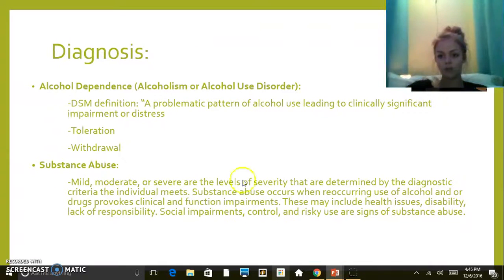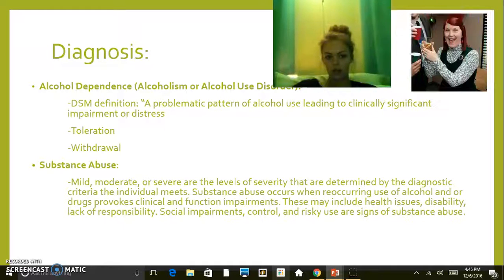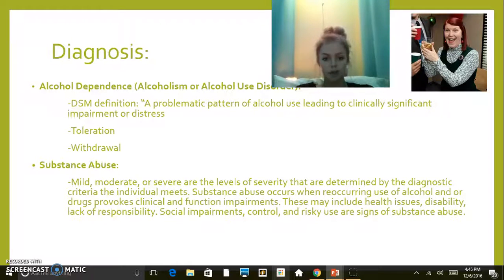So, diagnosis. She was diagnosed with alcohol dependence, also known as alcoholism and alcohol use disorder, as I said. The DSM definition is a problematic pattern of alcohol use leading to clinically significant impairment or distress. This includes tolerance and withdrawal.